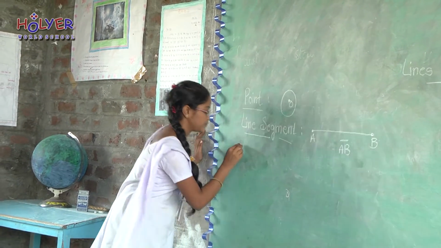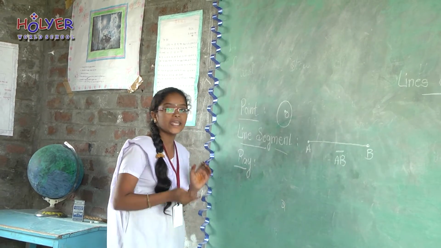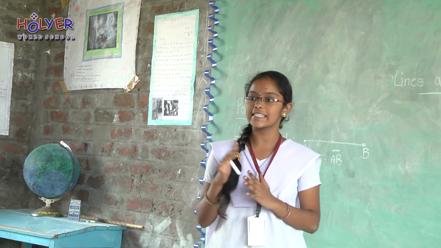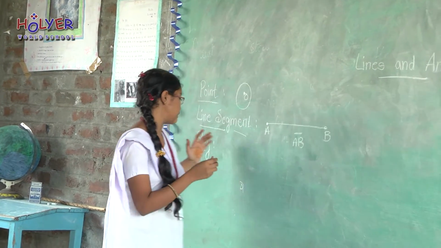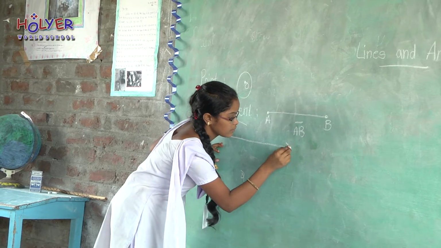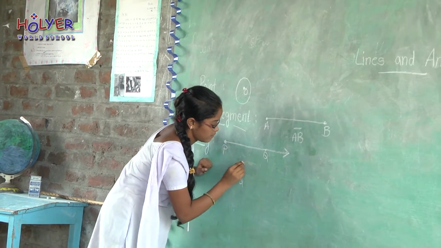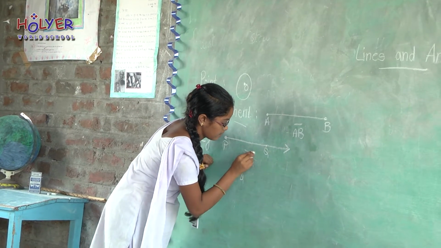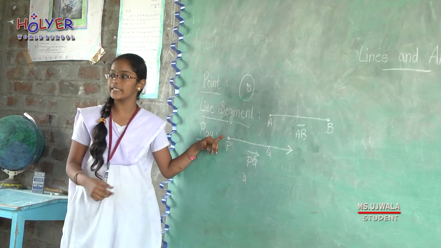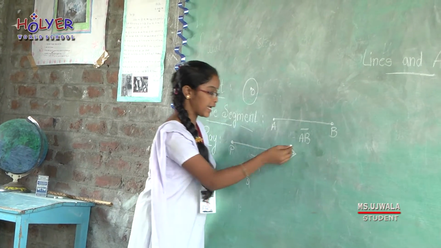Next, ray. A ray is also a part of a line. It has only one endpoint and it extends endlessly in another direction. PQ is a ray. It has only one endpoint, that is point P, and it extends in one direction endlessly.